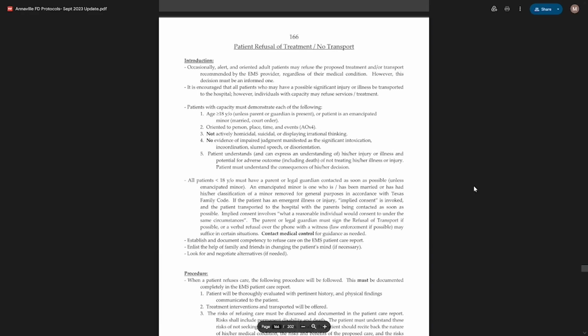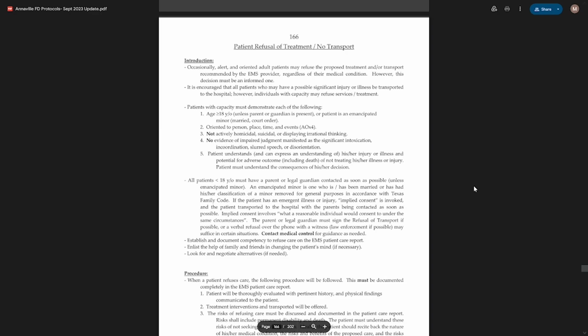Patient refusal of treatment or no transport. To introduce this topic, occasionally alert and oriented patients may refuse the proposed treatment and or transport recommended by the EMS provider regardless of the medical condition. However, this decision needs to be an informed one. It is encouraged that all patients who may have a significant possible injury or illness be transported to the hospital. However, individuals with capacity may refuse services and treatments.